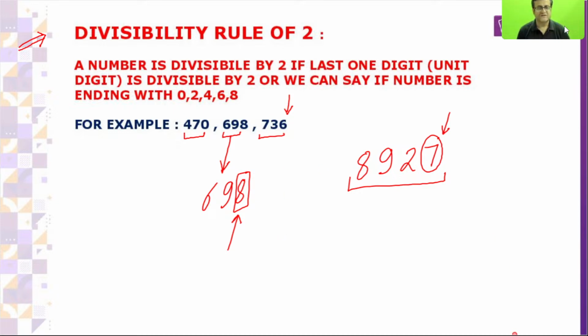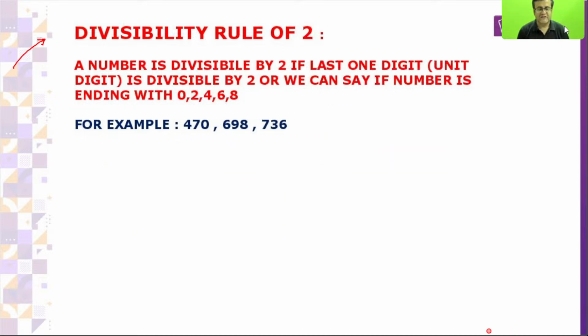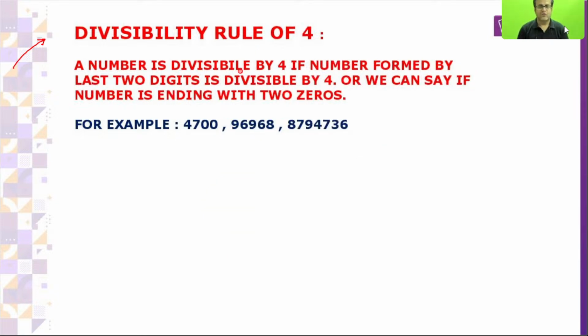So let's move to the next. Divisibility of 4. I initiated with divisibility of 2, in which I explained the last one digit should be divisible by 2. In case of 4, in any number, you can say the number is divisible by 4 if the number formed by the last two digits is divisible by 4. In any number, take the last two digits. Suppose the last two digits give you the number 36. Is this number divisible by 4? Yes or no? Tell me fast.